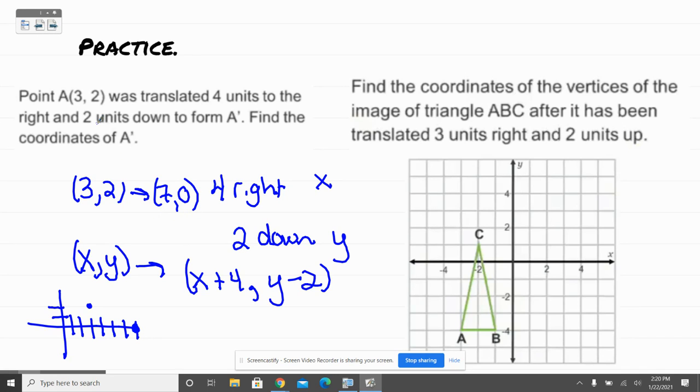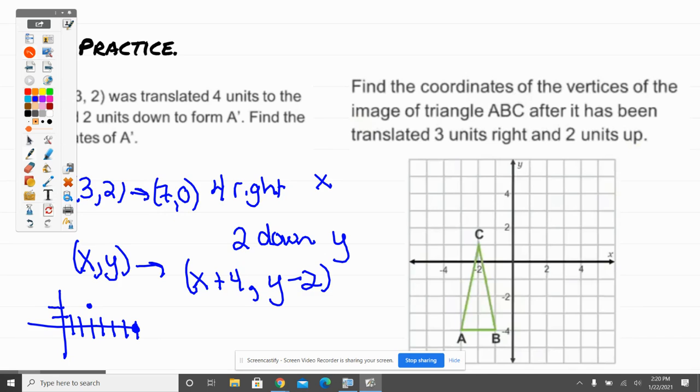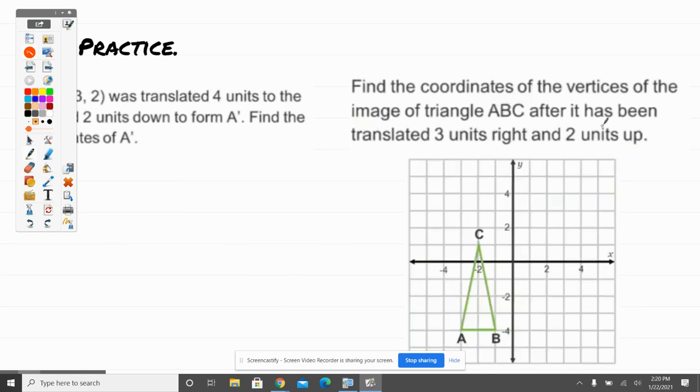7, 0. So what happens on this one? We're going to find the coordinates if it goes 3 to the right and 2 up. So 3 to the right and 2 up. Write it out in words. Remember, this goes with X and this goes with Y.